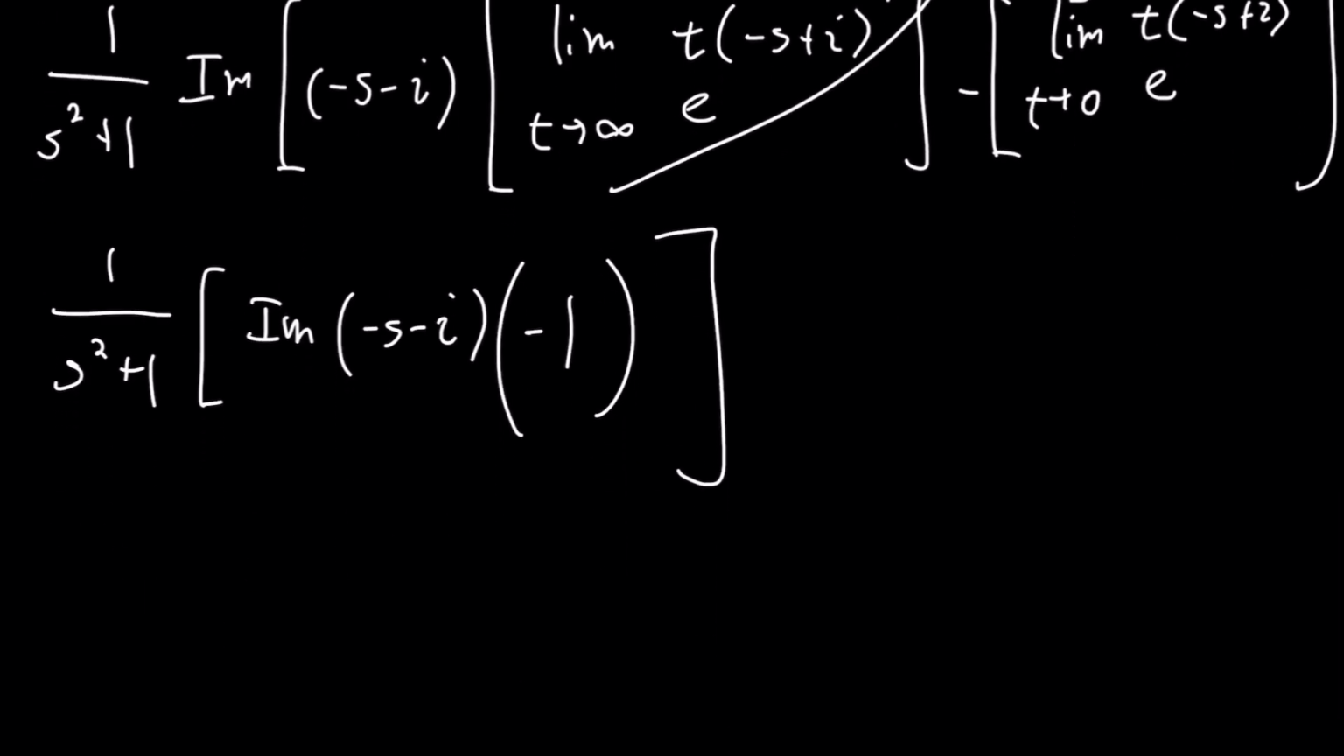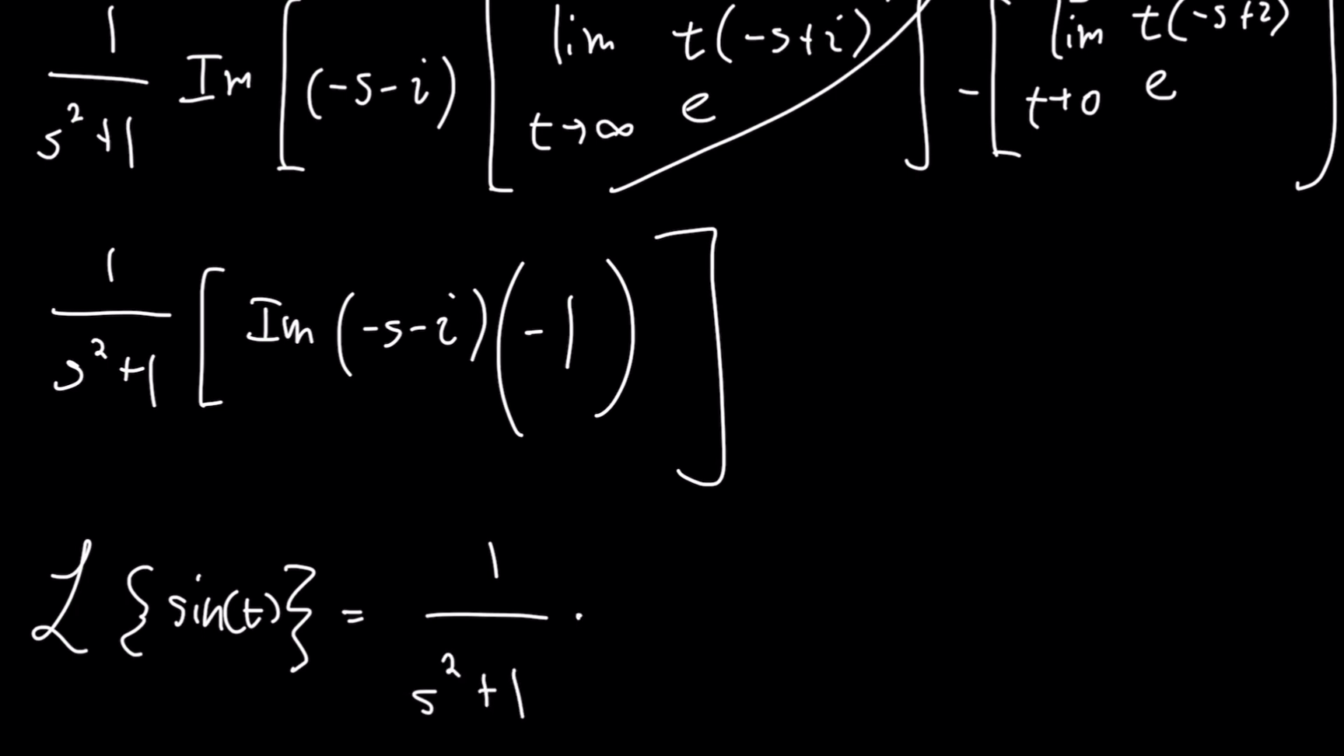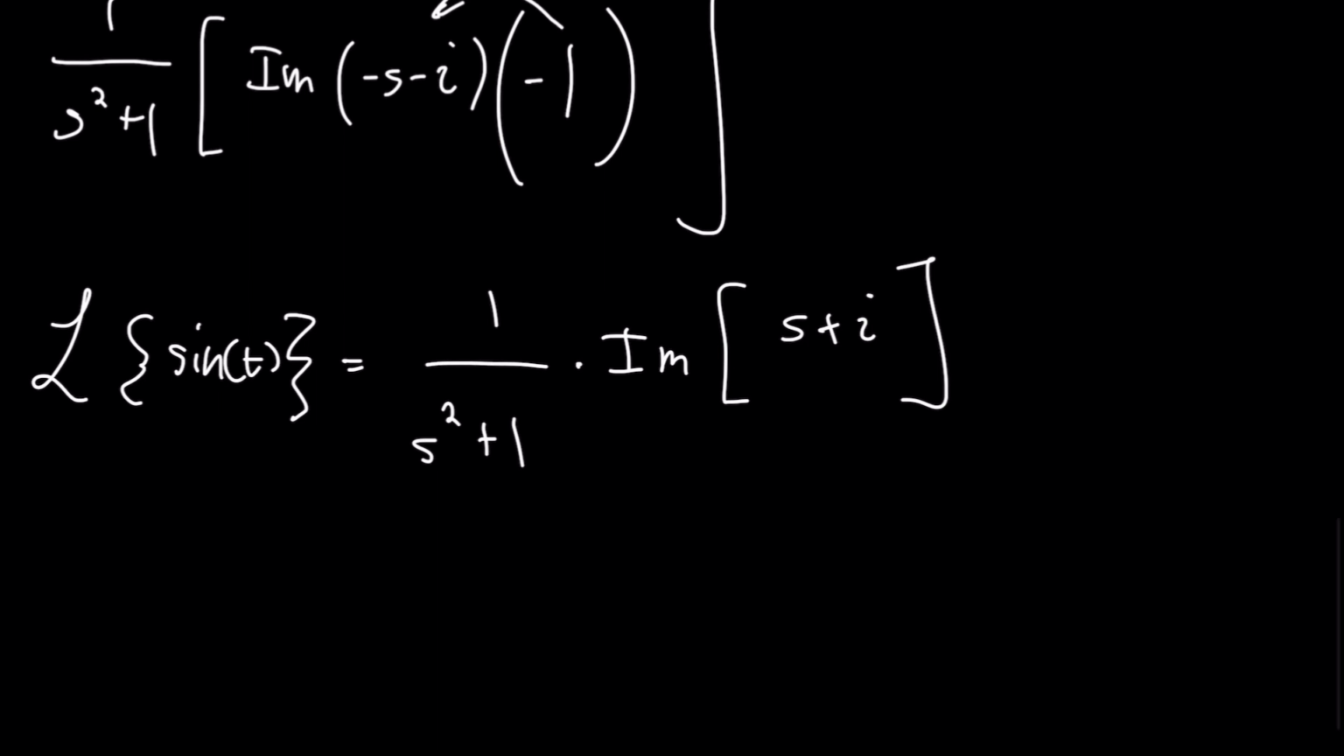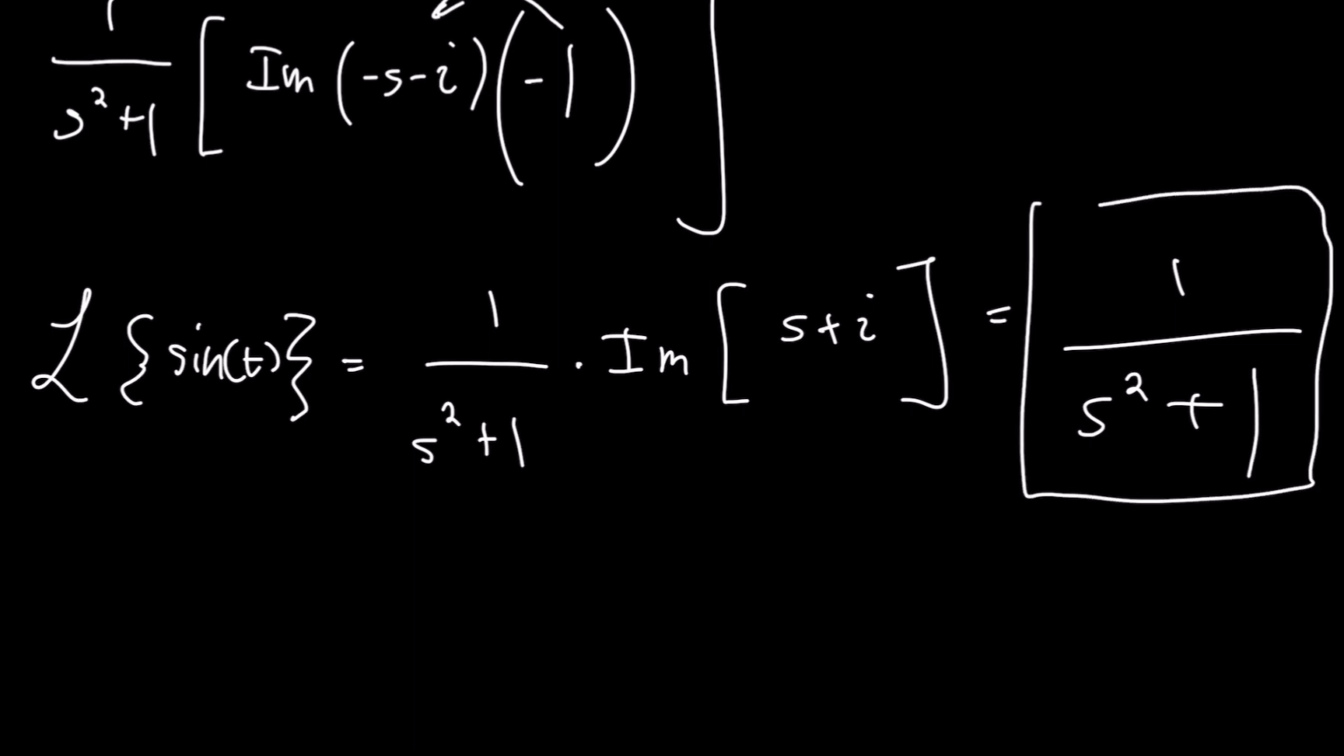So we have the Laplace transform of the sine of t is equal to 1 over s squared plus 1 times the imaginary part of, if you distribute this negative, we'll have s plus i, and the imaginary part of this would just be 1. So 1 times 1 divided by s squared plus 1, so we have 1 over s squared plus 1. And this is the final result.